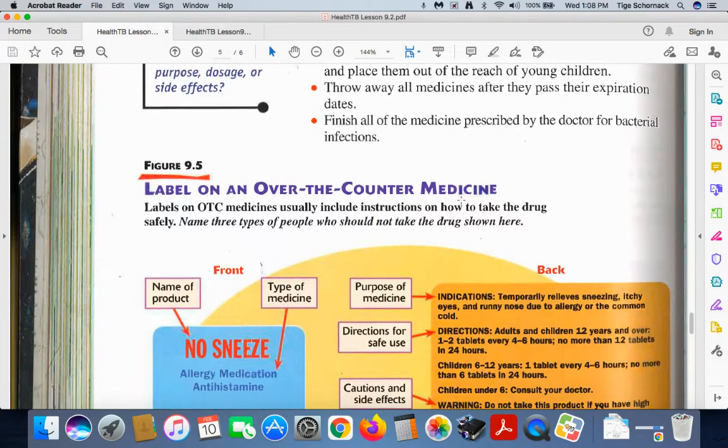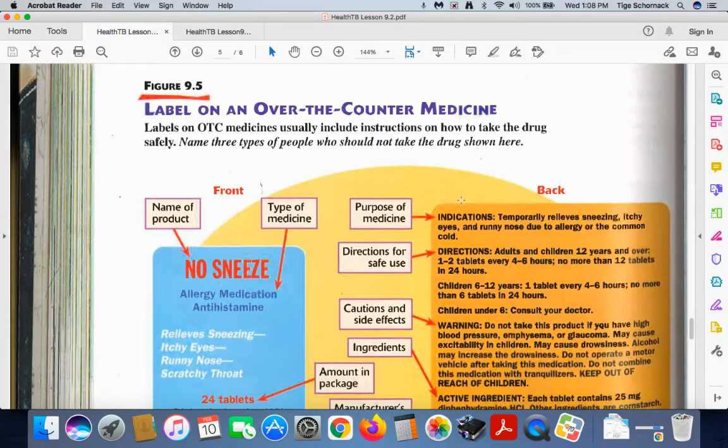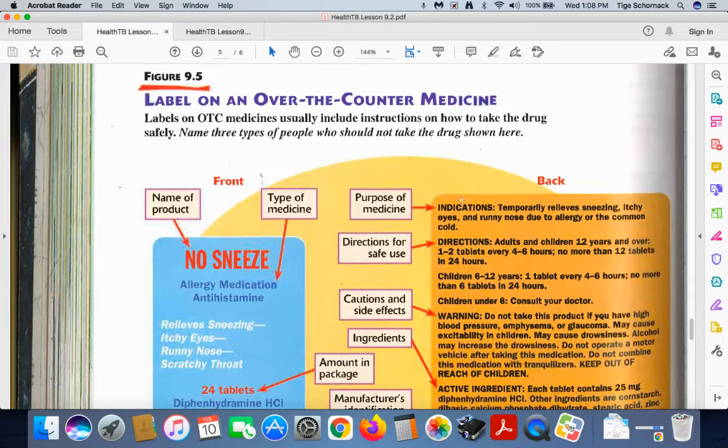That's huge. If a doctor tells you, like when I've had strep throat or when I had bacterial pneumonia, even if you start feeling good, if they tell you to take it for 5 days and after 3 days you feel good, keep taking it.